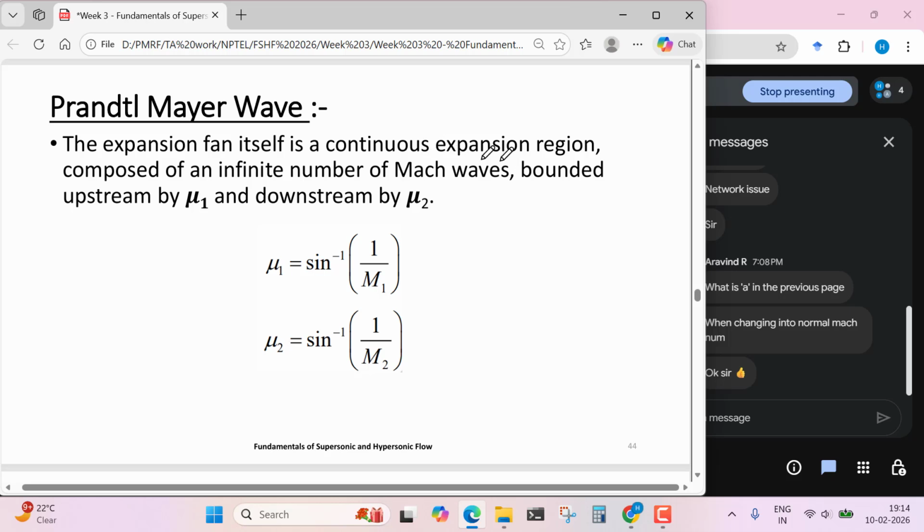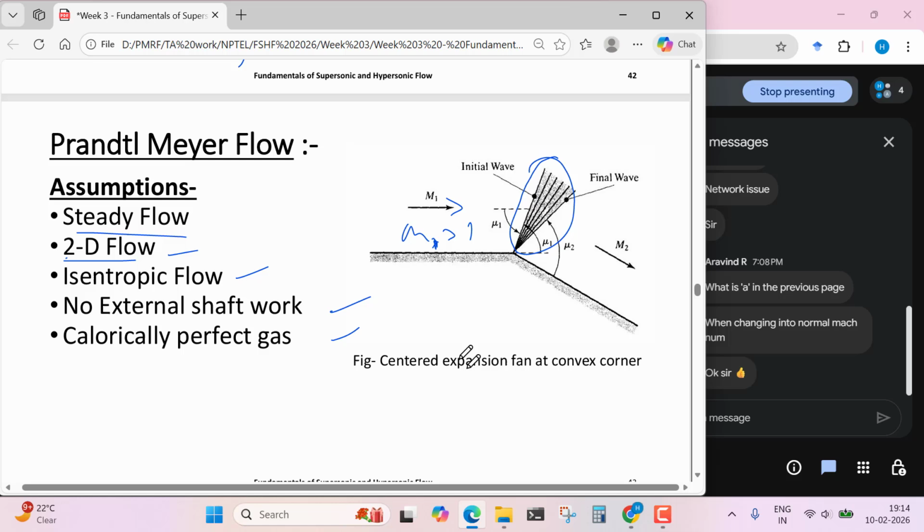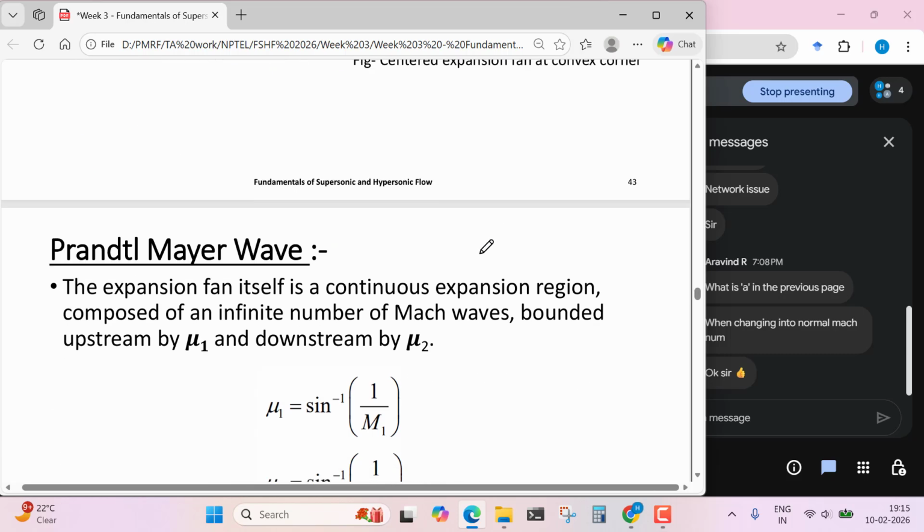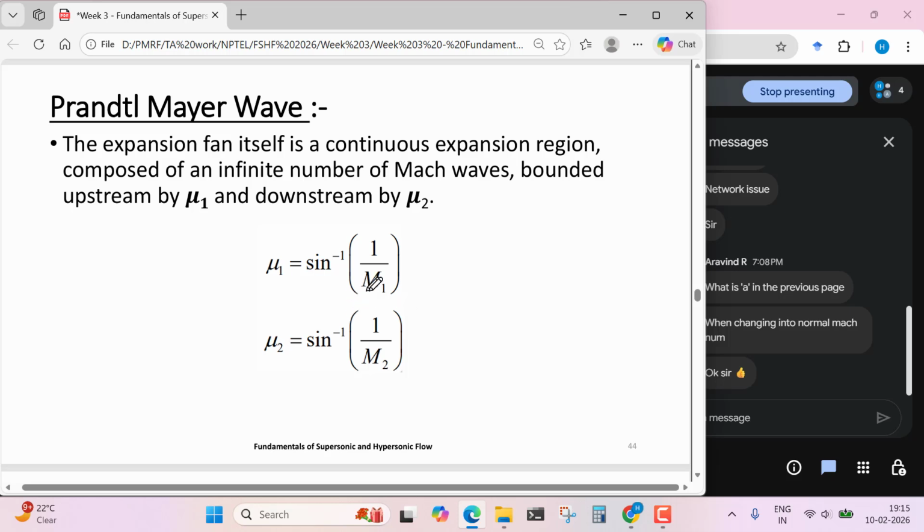The expansion fan itself is a continuous expansion region composed of an infinite number of Mach waves, bounded upstream by mu1 and downstream by mu2. The angle of this initial Mach wave is mu1, which it makes from the flow direction, and the final wave's angle is mu2, which it makes from the downstream direction. mu1 is given by sine inverse 1 upon M1 and mu2 is given by sine inverse 1 upon M2.